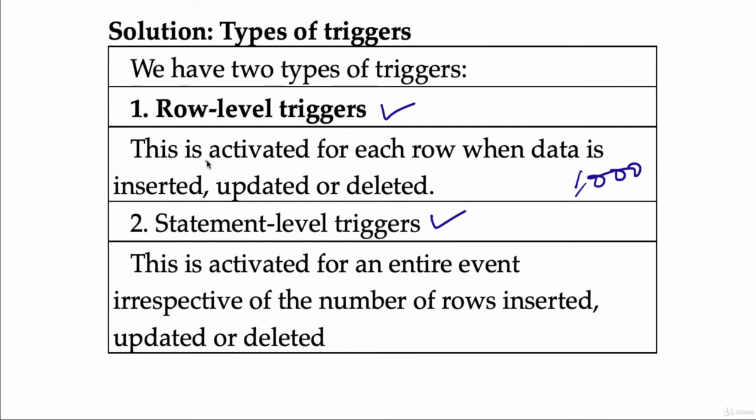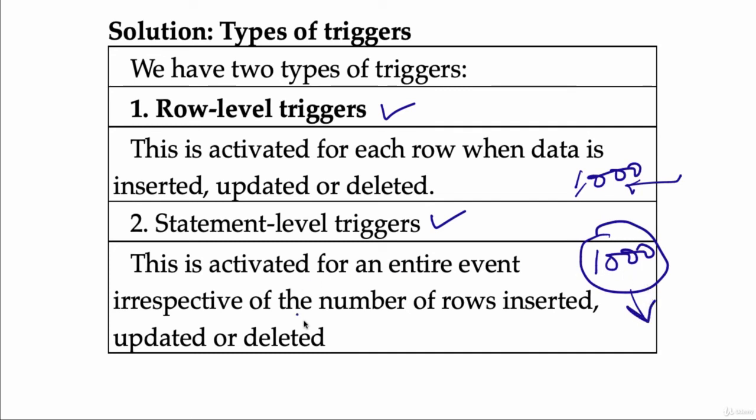See, this is activated for each row when data is what? Inserted, updated, or deleted. Each row. That means here now there will be 1,000 reports. The trigger will be triggered 1,000 times. For the statement level trigger, it is the entire statement, meaning even though you have 1,000 activities here, the bulk will be reported, just the entire bulk.